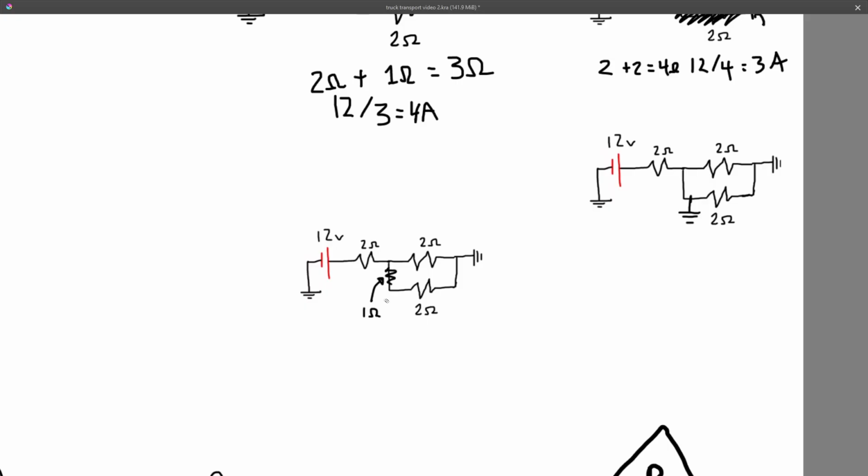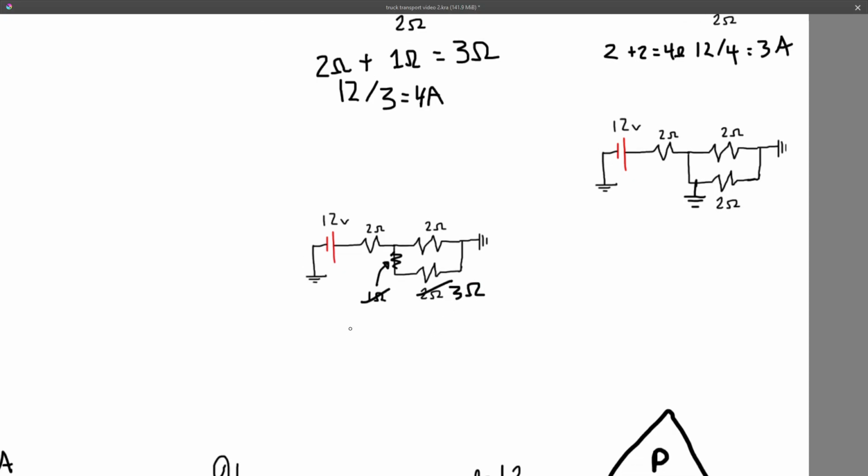With this one, now you have an unwanted resistance on this side of the parallel circuit, which would mean that for that parallel circuit, you're just going to add it up. Same thing because this is in series. This resistor is in series with this resistor. So all of a sudden, cross this out, this is a 3 ohm resistor. You have a 3 ohm resistor and a 2 ohm resistor in parallel.